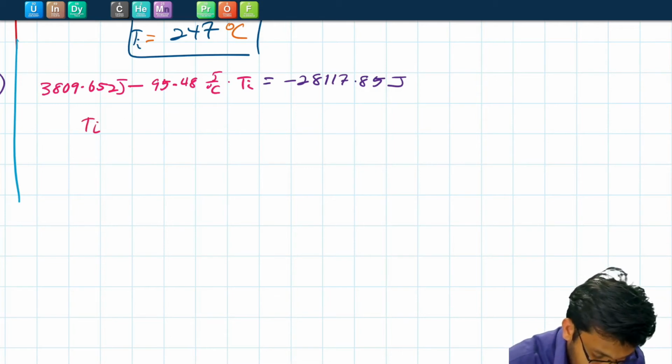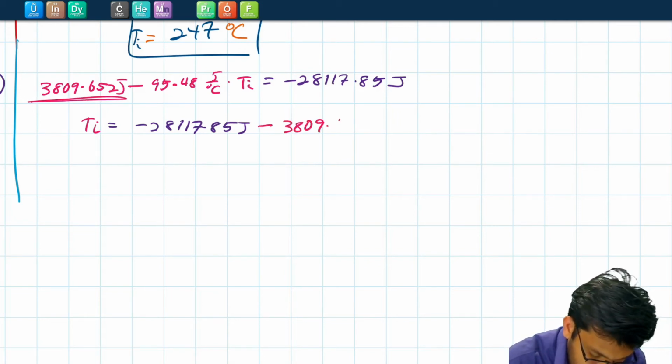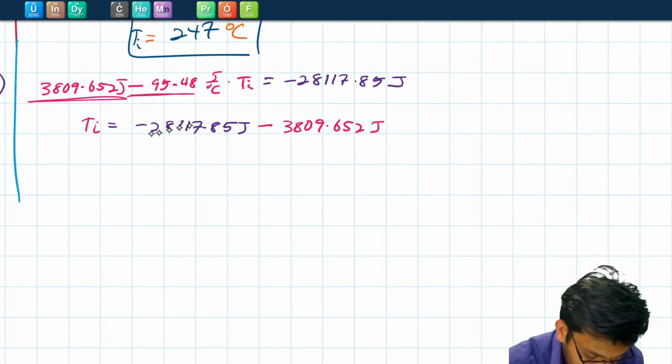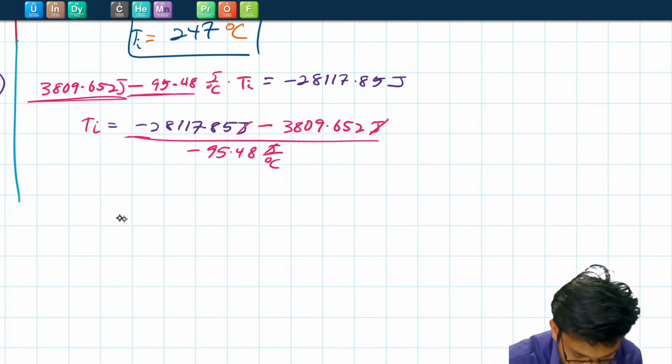Okay, so we need to solve for Ti. We're going to do the same tricks that we used last time. Minus 28117.85 joules. We subtract this number on both sides. So minus 3809.652 joules. And then we divide by negative 95.48 on both sides to solve for Ti. So minus 95.48 joules per degree Celsius. The joules will cancel out. We're left with degrees Celsius as our answer.